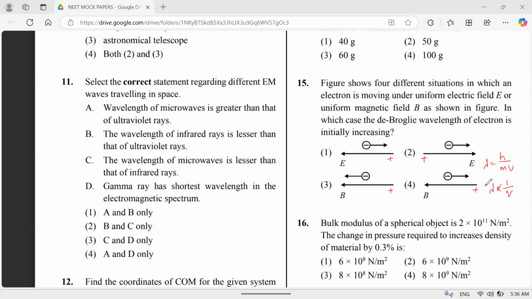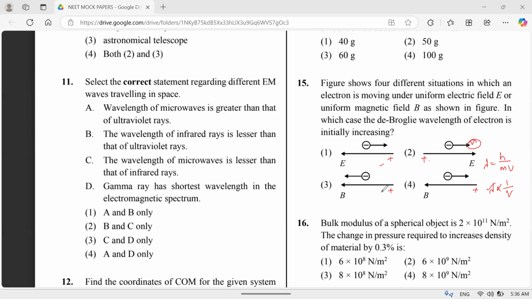Okay. So the figure shows four different situations in which the electron is moving under a uniform electric field or uniform magnetic field, in which case the de Broglie wavelength of the electron is initially increasing. So wavelength will increase when velocity is decreasing. In the first case, it is getting attracted, so it will increase. In the second case, positive and negative should be attractive, but it is right now going away, so its speed is decreasing. If this speed is decreasing, its wavelength will be increasing.